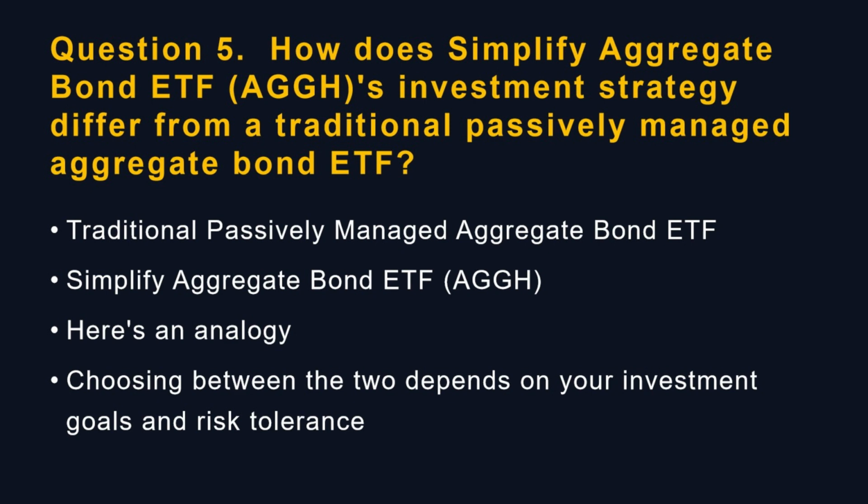Traditional passively managed aggregate bond ETF. Objective: tracks a specific bond index, such as the Bloomberg US Aggregate Bond Index. Strategy: the fund simply buys the same proportion of each bond in the index it tracks. This ensures the ETF's performance closely mirrors the index, offering broad market exposure to the aggregate bond market.